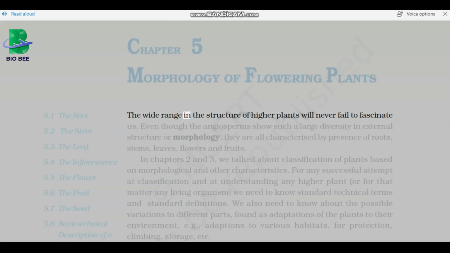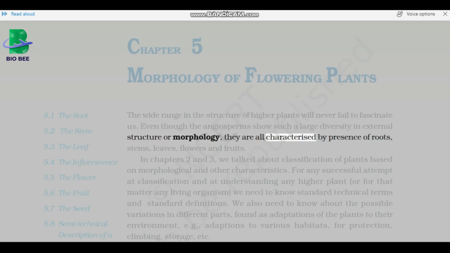The wide range in the structure of higher plants will never fail to fascinate us. Even though the angiosperms show such a large diversity in external structure or morphology, they are all characterized by the presence of roots, stems, leaves, flowers, and fruits.